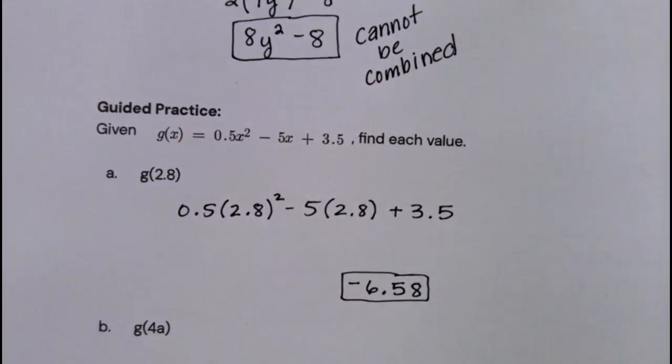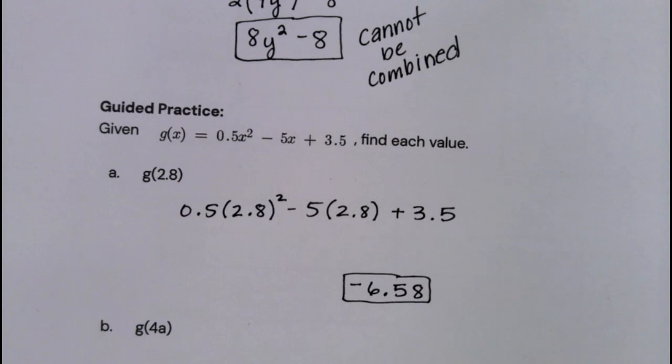I'm going to have you get a calculator in a minute. If you cannot get to that, here are the mistakes people make when they plug it in. Number one, they forget the squared, or they don't plug it into both places and they just put negative 5 as the second term instead of negative 5 times 2.8. I'll give you a chance to get a calculator in just a minute.